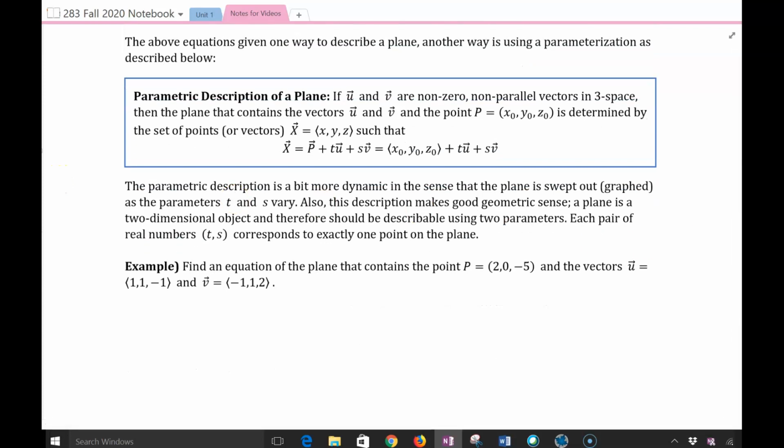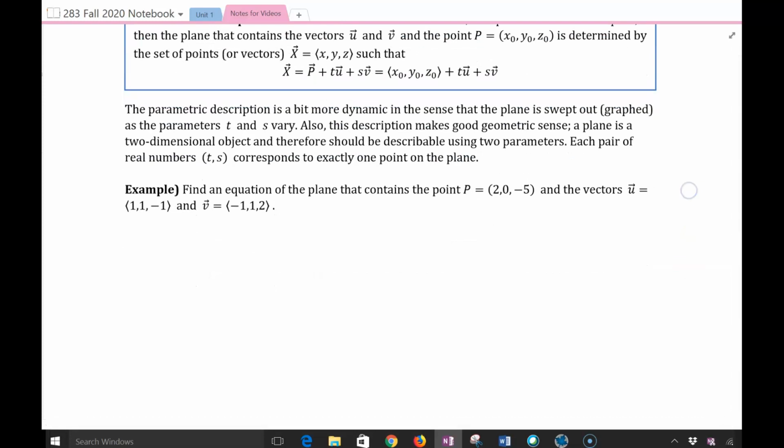Now let's do this example down below here. We want to find an equation of the plane that contains the point (2, 0, -5), and the vectors u, which is (1, 1, -1), and v, which is (-1, 1, 2).